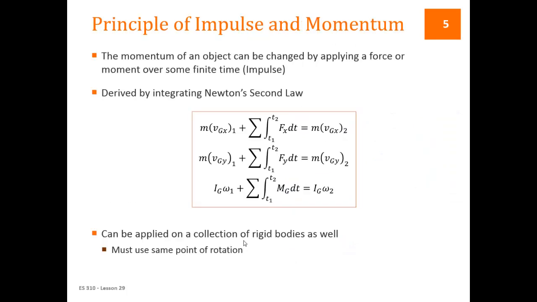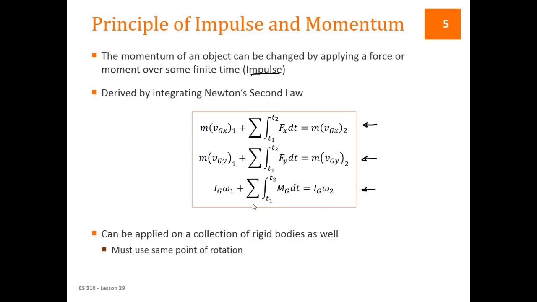So the principle of impulse momentum for a rigid body says that the momentum of an object can be changed by applying a force or a moment over some finite time. And this force and moment is, of course, your impulse. It's derived from Newton's second law, just like impulse momentum was for a particle. And we have three equations. The two directions, these are translational, and a rotational.